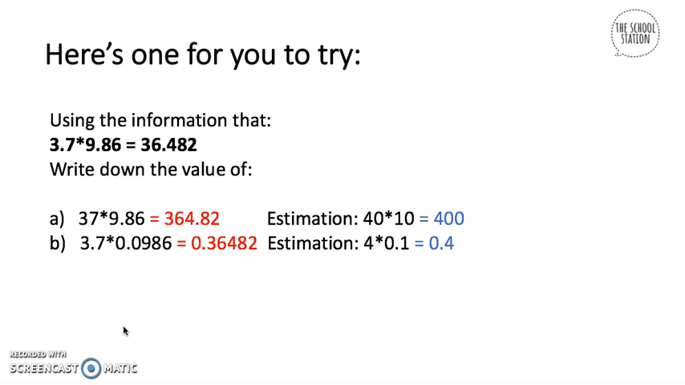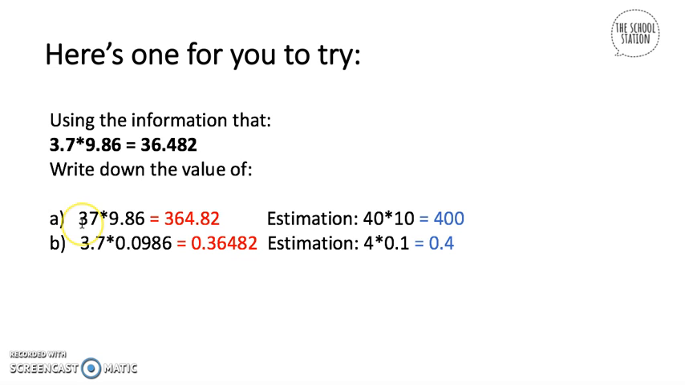And then in part B we have 3.7 times 0.0986, and we got 0.36482, and by estimating we did 4 times 0.1, which is 0.4. And remember, your estimation may not look exactly the same, but as long as you get the real answer and it's somewhat close to the estimation, then it's absolutely fine to get something different to this.